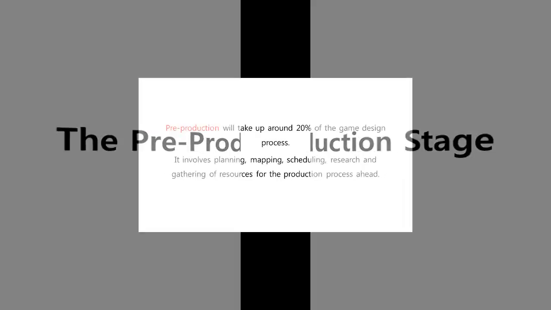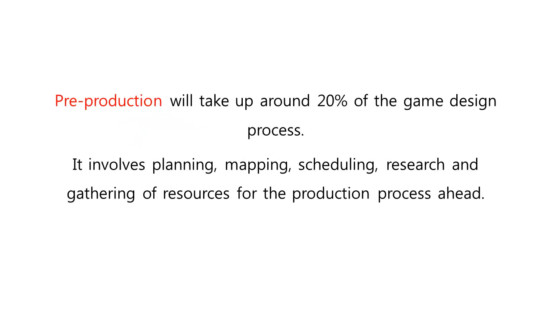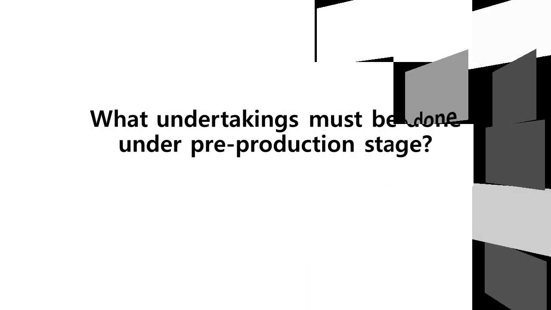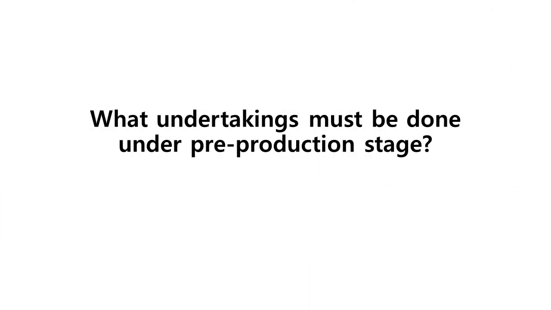The pre-production stage. Pre-production will take up around 20% of the game design process. It involves planning, mapping, scheduling, research, and gathering of resources for the production process ahead. What undertakings must be done under pre-production stage?